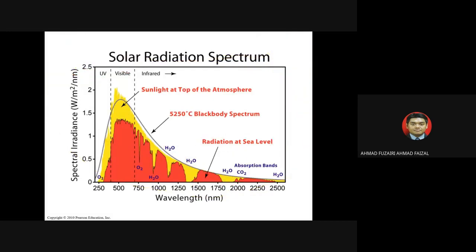If you look at this portion, the UV wavelength, sunlight at the top of the atmosphere consists of this UV portion. But after reaching sea level, you see that this portion of UV is now being absorbed by the ozone layer.